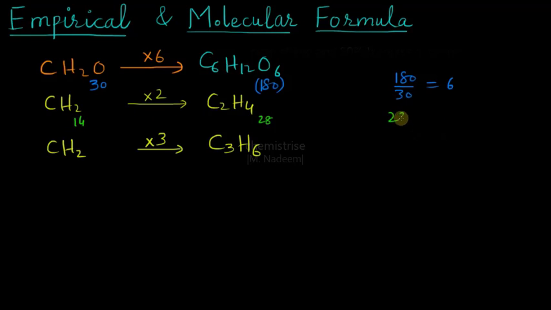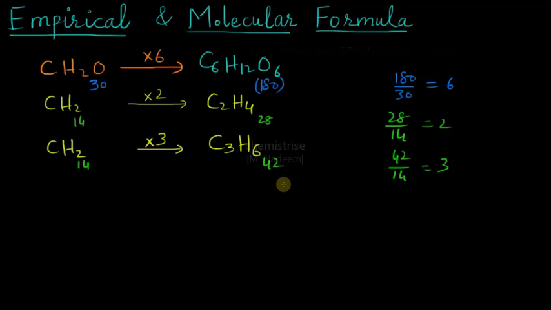So 28 over 14 will give you 2 that you can use to convert the empirical into the molecular. And again here we can get 36 plus 6 is 42, and it would be 12 plus 2, 14. So 42 divided by 14, that will give you 3.